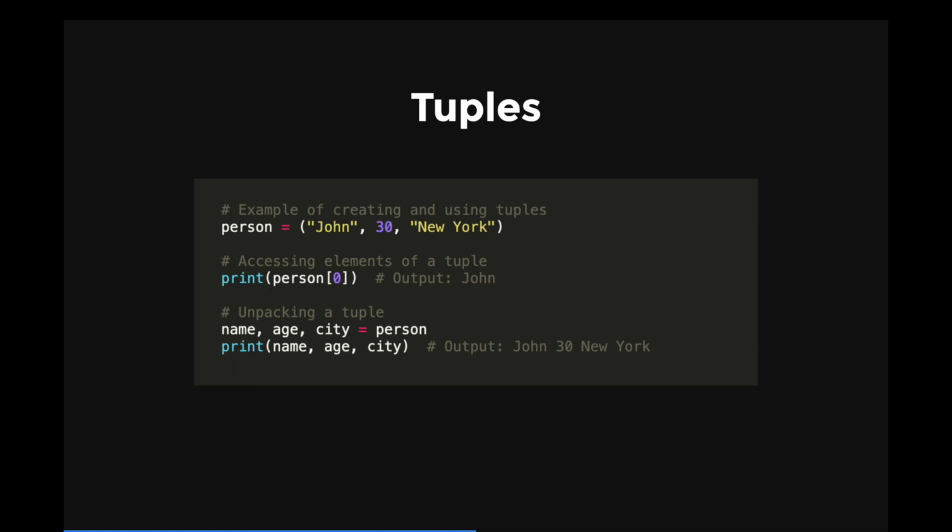You can unpack a tuple. I have 3 elements in there, so I can say name is the first element, age is the second element and city is the third element, and assign it to person. So if you say print name, age and city, it will print John, 30 and New York. So you can use these unpacked tuple variables anywhere you want in your code.